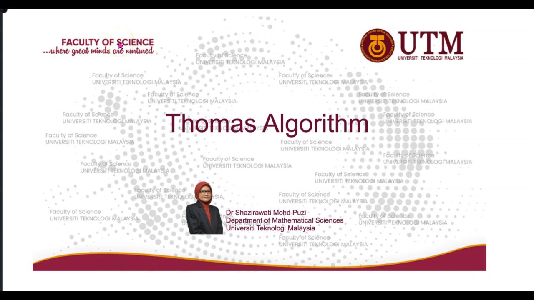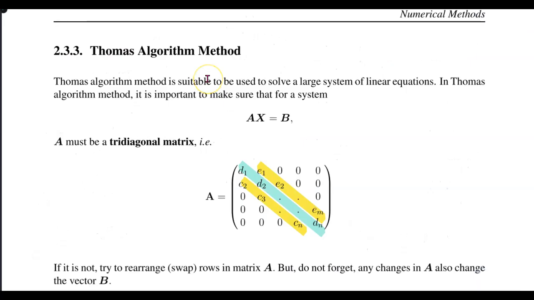In this video, we are going to be discussing the Thomas algorithm method. But before that, we need to know the specific criteria for the Thomas algorithm method. For a system AX equals B, in order for us to use the Thomas algorithm method, the matrix A must be a tridiagonal matrix.